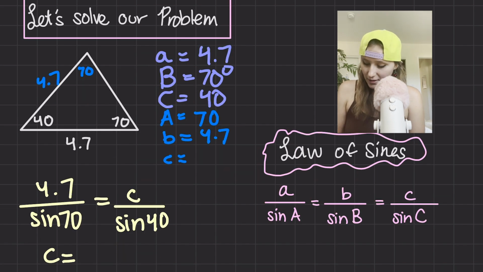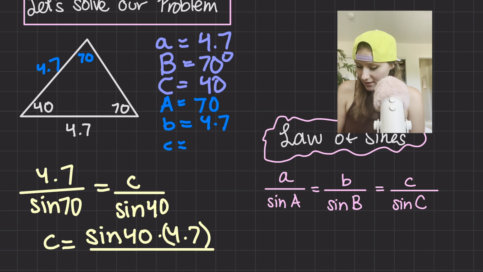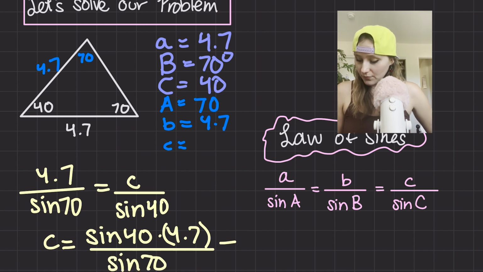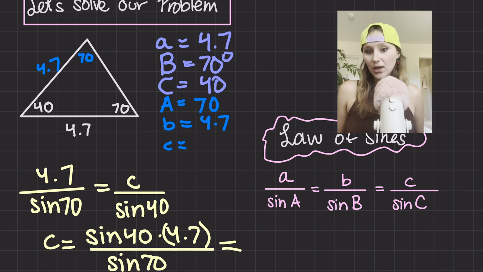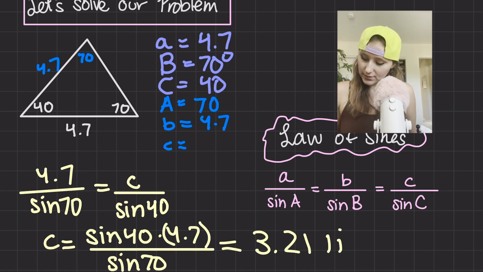So we get c equal to sine of 40 times 4.7 divided by sine of 70. And what do you get? I don't know. If I did my calculations correctly, I get 3.21 light years.